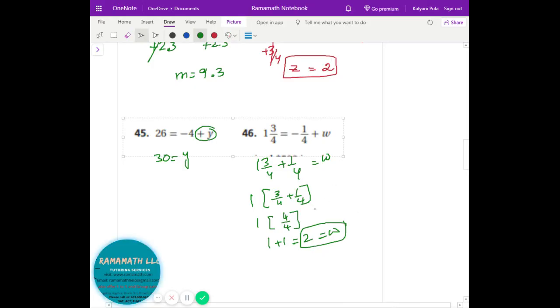You see how I did the fractions? And sometimes you can convert into a mixed number and then do that one. It's the same thing, but this is faster. This technique is faster.